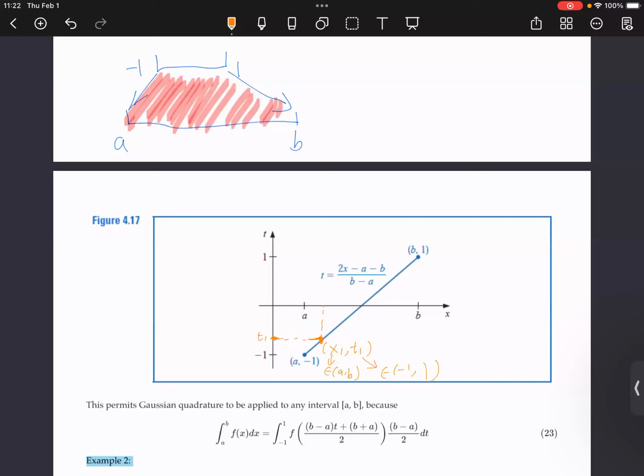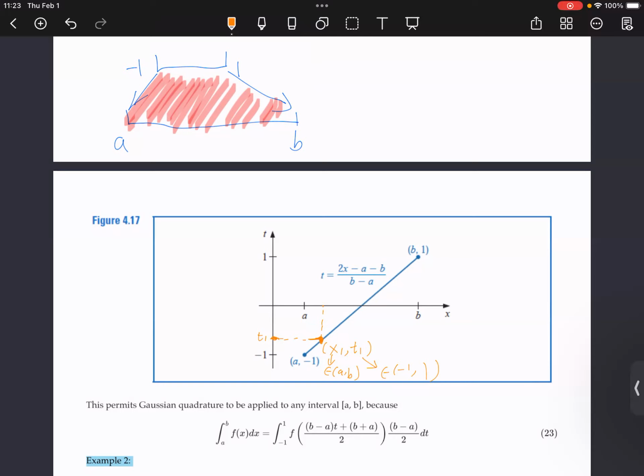If you create a function by the slope-point form from linear algebra, you will find that this mapping maps any point x1 to T1, where x1 is in between the interval A and B, and T1 is in the interval -1 and 1. So with this mapping, we can map the AB interval to the -1 and 1 interval. Does that make sense? If you substitute the X value here, you will get a T value, and the T value is in between -1 and 1. Does this change of variable make sense?